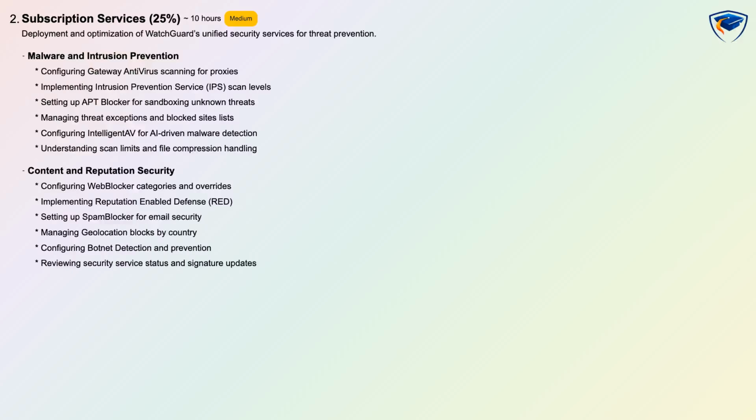You will configure scan levels, understand intelligent AV and AI-driven detection, and manage threat exceptions and blocked site lists. Content and reputation topics include configuring web blocker categories and overrides, reputation-enabled defense, spam blocker setup, geolocation blocking, botnet detection, and monitoring signature updates.